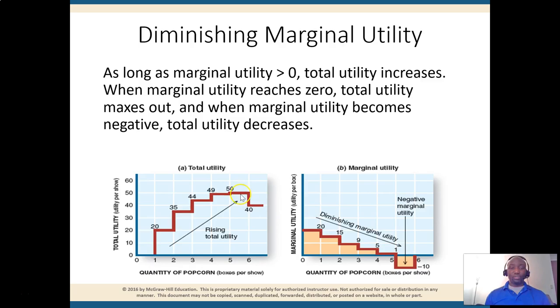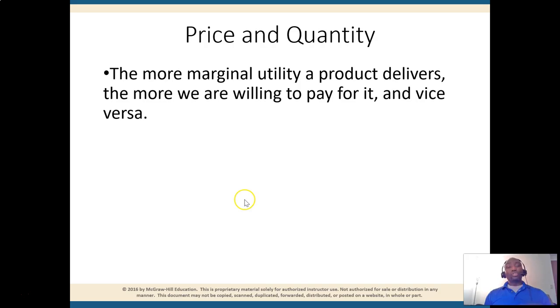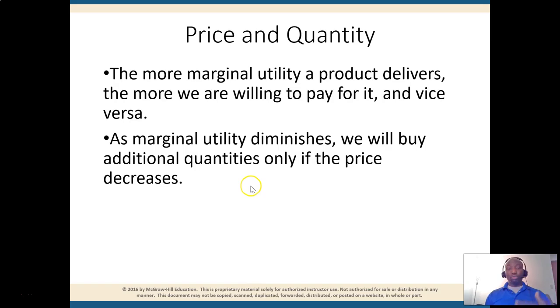So the more marginal utility a product delivers, the more you're willing to pay. If the satisfaction you're getting from consuming more and more keeps up, then you can keep paying more. But if the marginal utility is going down, you already don't want to pay. I say, I'm getting less satisfaction, so what is the point of me paying more? I just want to pay less. So that's what this is saying.